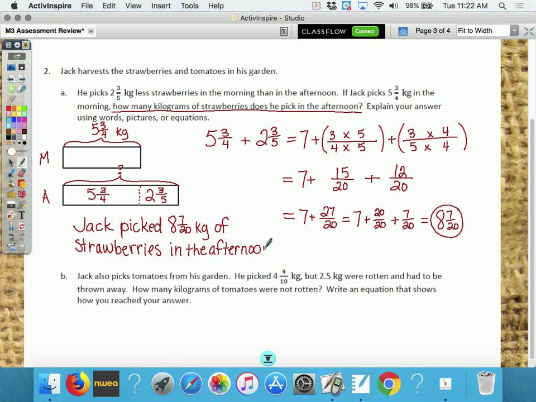Okay, now there's a few things I want to underline in this sentence, because remember how I told you we'll have to come back to this problem later? So I want to underline, of course, the answer, strawberries, and the word afternoon. Okay, so let's take a look at the next one. Make sure you get those underlined.